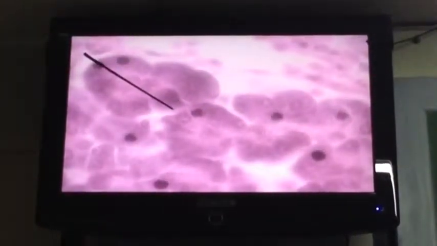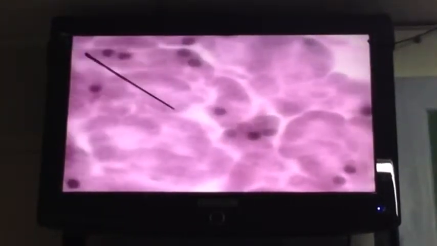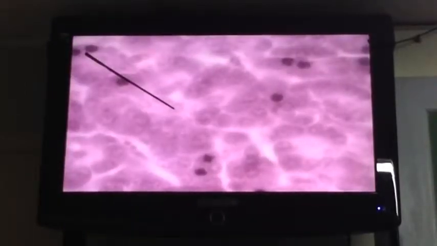Now, for this instance, you would find cells that are located centrally. Those are the centroacinar cells.